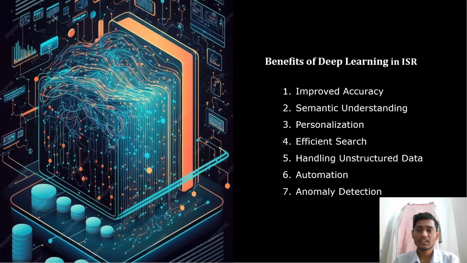Moving to the next slide, we are going to see the benefits of deep learning in ISR. The first one is improved accuracy. Deep learning models such as convolutional neural networks and recurrent neural networks, that is RNNs, can significantly improve the accuracy of content classification and information retrieval tasks. They can learn complex patterns in data, making them efficient for tasks like image and text recognition.